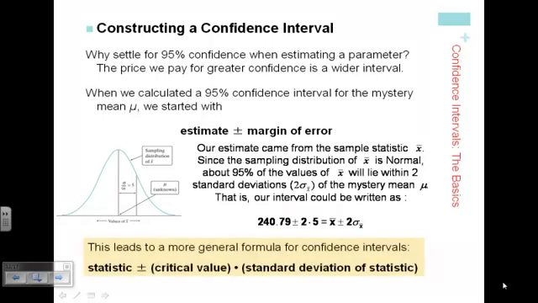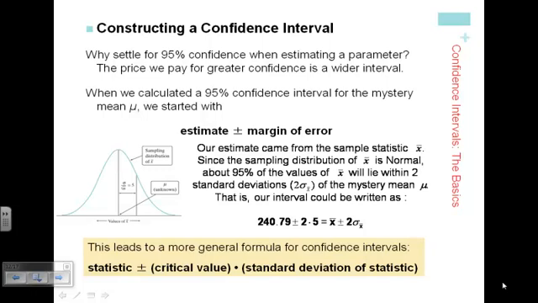So, our general formula for confidence intervals is that we start with a statistic, and we're going to add and subtract a critical value multiplied by the standard deviation of the statistic. A very popular critical value is right around 2, because that gets us 95% confidence.